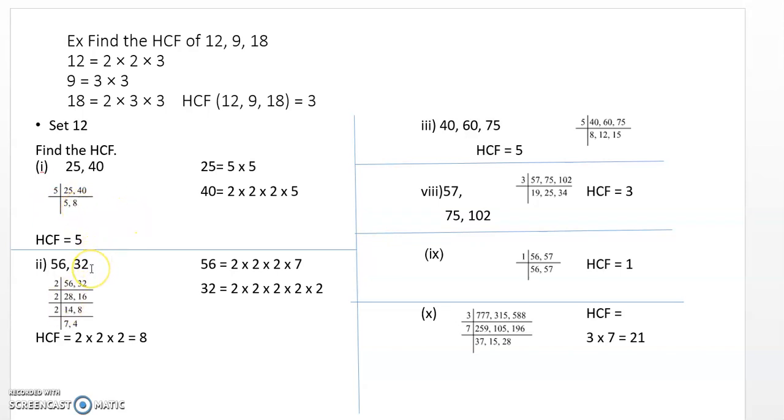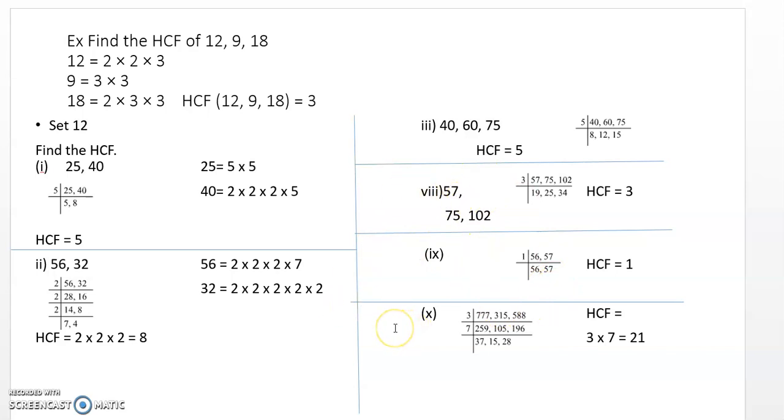Next is 56 and 32. First it goes in the table of 2. Both the numbers 56 and 32 are divided by 2. Then 28 and 16, these are divisible by 2. Then 14 and 8, these are divisible by 2. You can't move further because 7 is a prime number. Here you have to stop. So what is the HCF? 2 multiplied by 2 multiplied by 2. So that is 8. Here also by this method you can see which is common in these two numbers. 3 2s are common. So like this you have to multiply and write as 8.